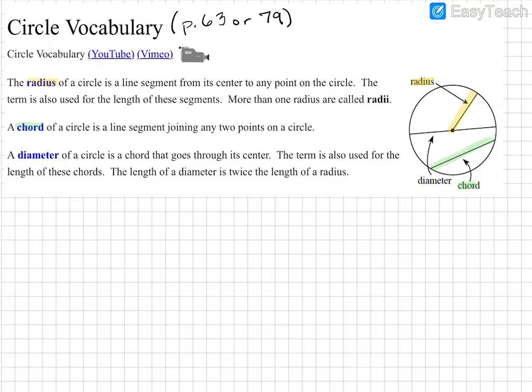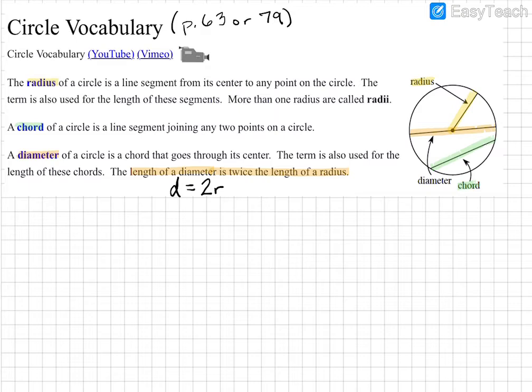The last word we use is diameter. So the diameter, again, just like the radius, goes through the center, straight through the center, but it goes all the way across. So remember, since it goes all the way across, the radius only goes halfway across. So remember that the length of a diameter is twice the length of the radius. So again, the diameter is twice the length of the radius. So D equals 2 times R.